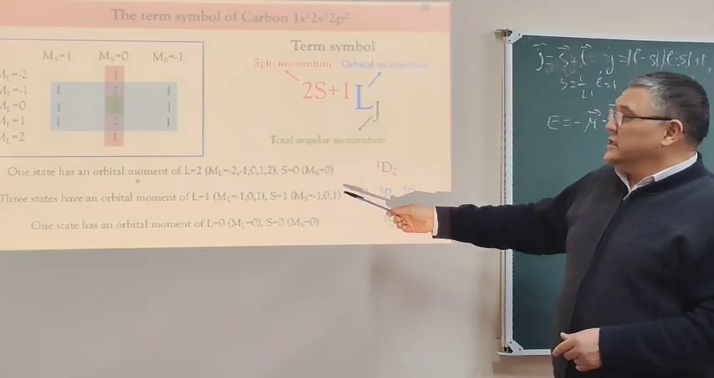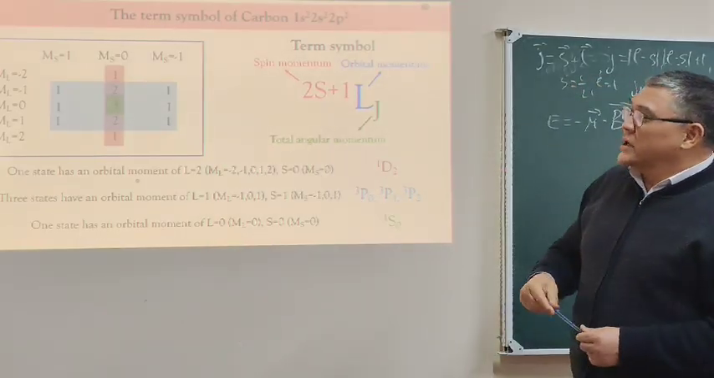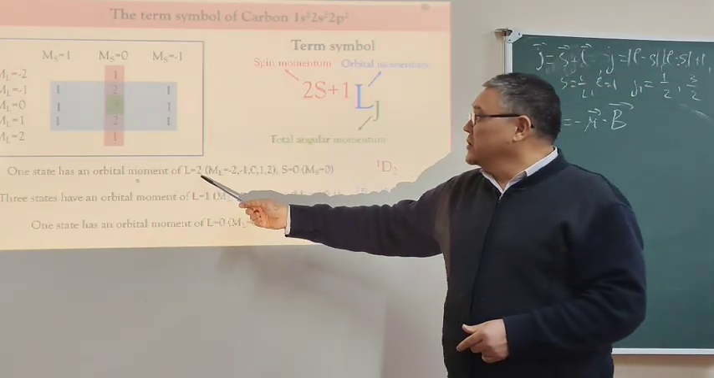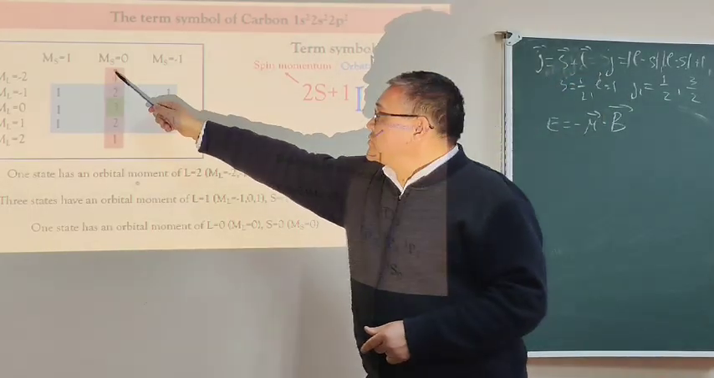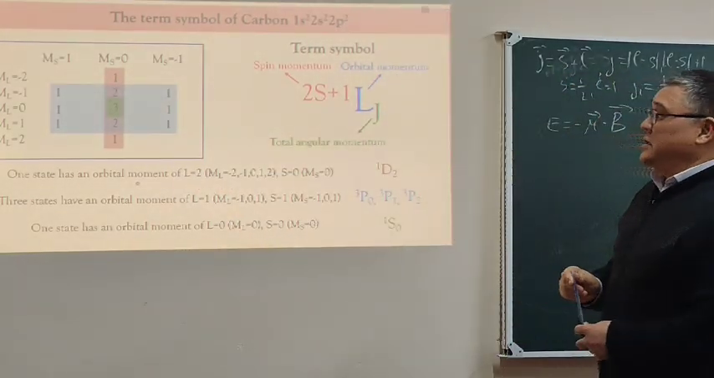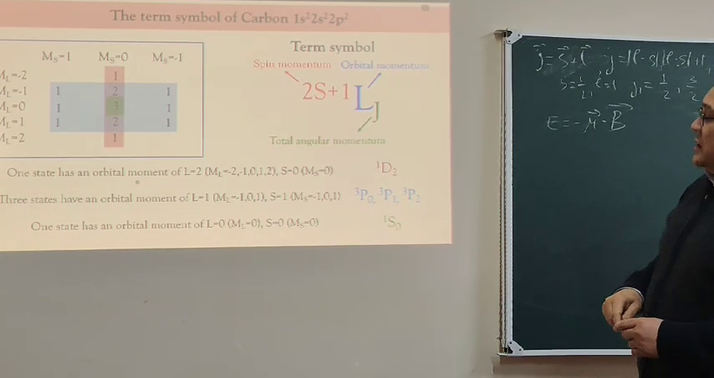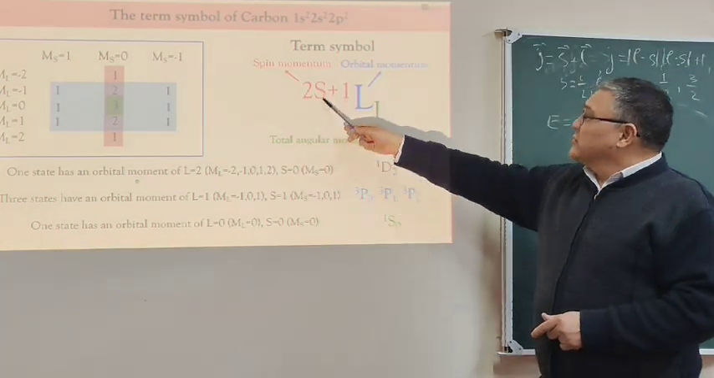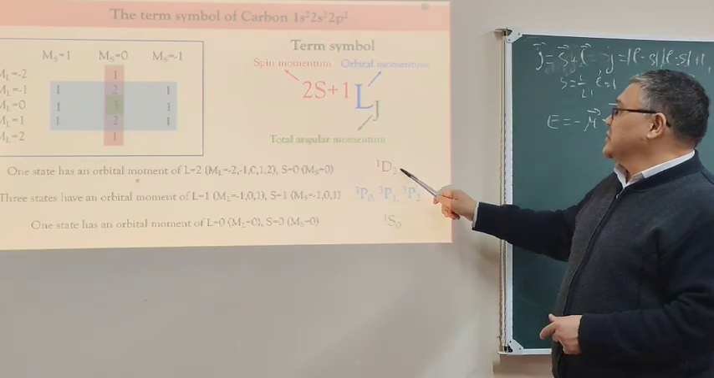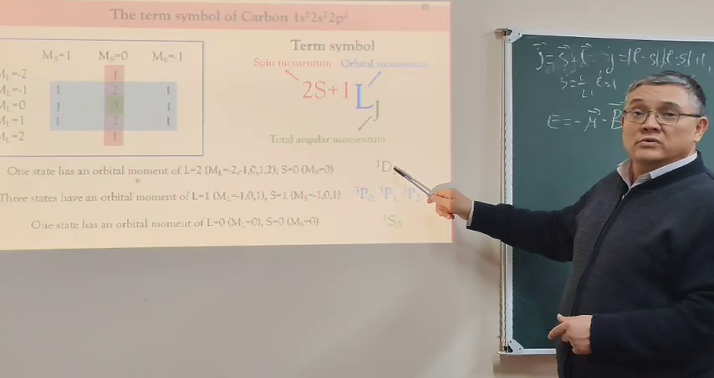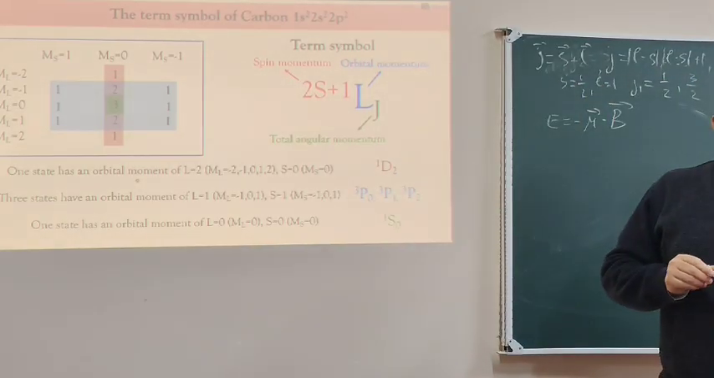Now let us look at the cases that we had considered here. One state has orbital moment of L equal to 2 and S equal to 0. So this corresponds to this case and this case, right? ML equal to 2 and S equal to 0. So S equal to 0, and we have 2S plus 1. Here this index equal to 1, and this index equal to 2, only value of 2, because we have L plus S.